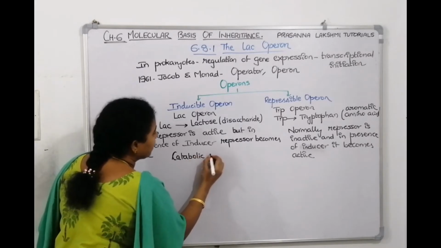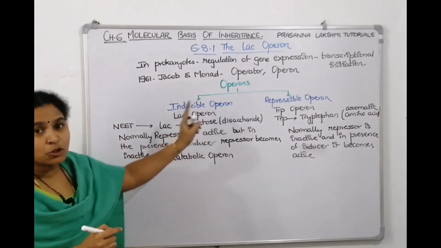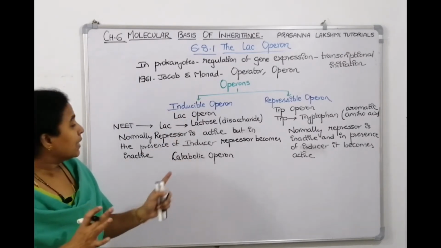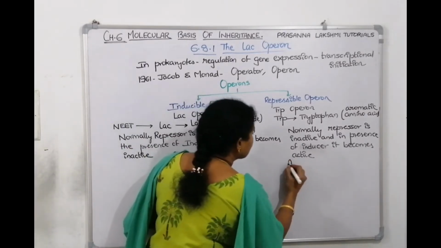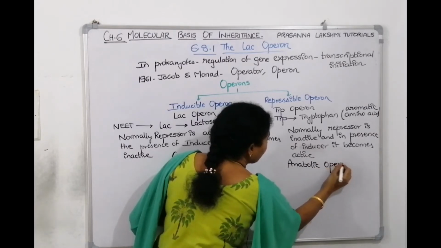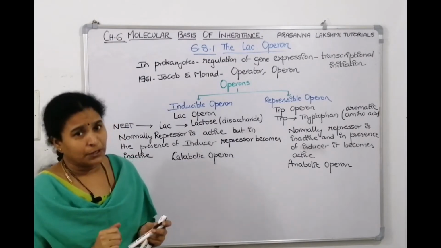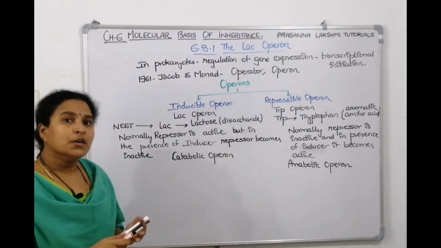Then inducible operon can be taken as an example of catabolic operon because what happens in inducible operon is the lactose gets catabolized, the disaccharide is broken. That's why we can call it a catabolic operon. Whereas repressible operon, we can call an anabolic operon. It means in tryptophan operon, the genes will code for the synthesis of tryptophan.